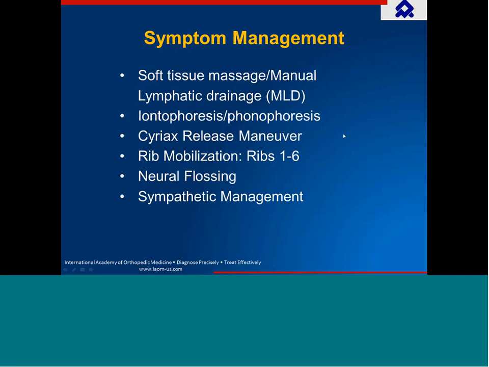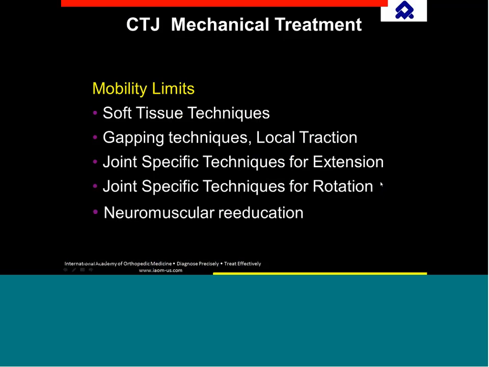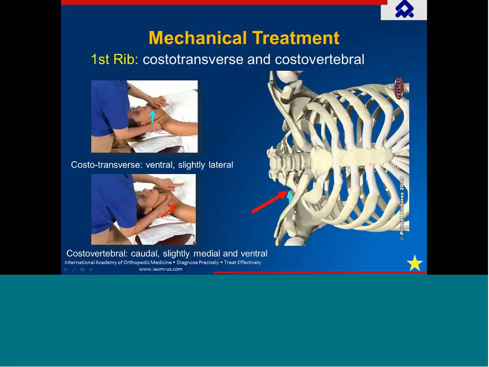Cervical rib release maneuver, which we would teach in the live course. It's a very effective way to try to get the nervous system remodeled and revascularized so that it can do a better job responding to healing, which is also very mechanical. Rib mobilizations, neuroflossing, sympathetic management. You can see that there's a lot of mechanical treatments that we do. Additional mechanical treatments: soft tissue techniques, gapping techniques, local traction, joint-specific techniques for extension, and neuromuscular reeducation.